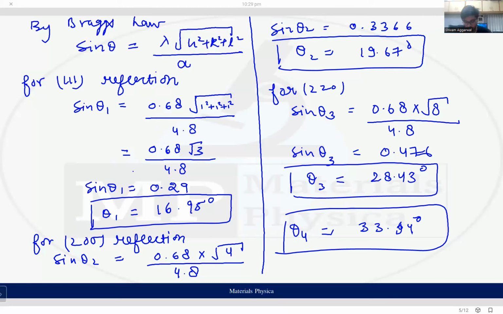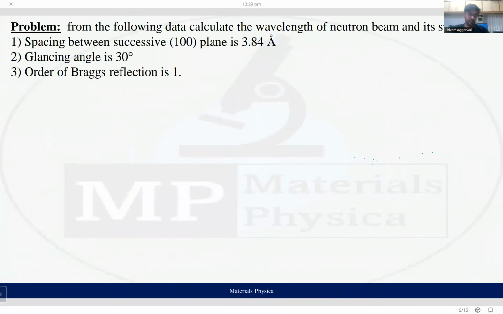Now move on to the next question. From the following data, calculate the wavelength of the neutron beam and its speed. So here we have to calculate the wavelength of the neutron beam and its speed, when the spacing between successive 100 planes is 3.84 angstrom. So d100 is 3.84 angstrom.